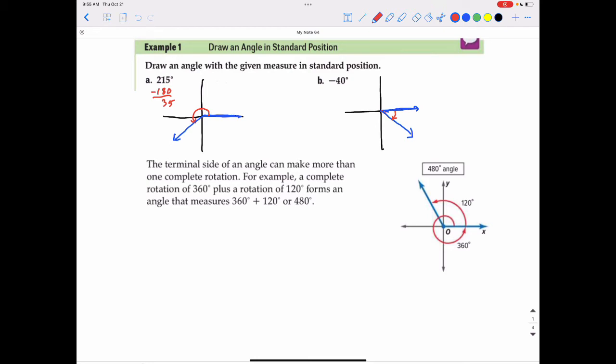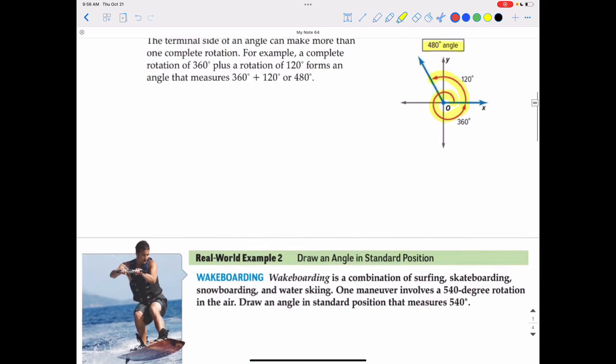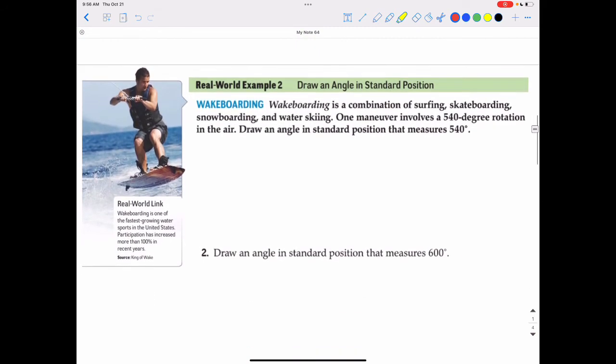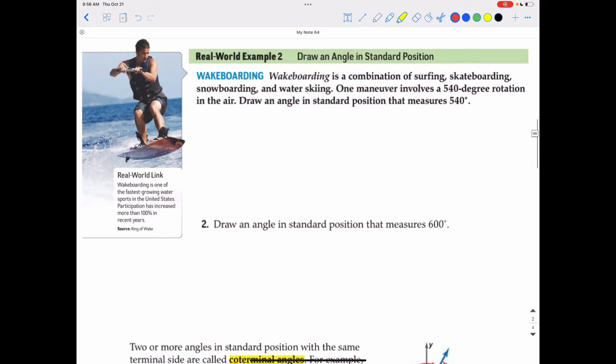So consider the picture over on the right. We have an angle that you can see has been rotated all the way around 360 degrees and then another 120 degrees after that. That would be considered a 480 degree angle. It's 360 plus another 120. So knowing that, we can come up with different angle measures that are larger than 360.